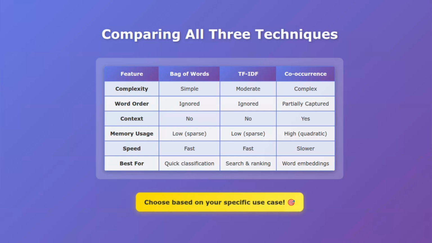Memory usage. Bag of words and TF-IDF are both low because we're just storing sparse vectors. Co-occurrence needs much more because of that large matrix. And here's the key: what each is best for. Bag of words for quick classification when you just need a baseline. TF-IDF for search and ranking when you need smart weighting. Co-occurrence for word embeddings when you need rich relationships. And finally, speed. The simpler methods are faster. Co-occurrence is slower but captures more information. The best technique depends entirely on your specific use case.